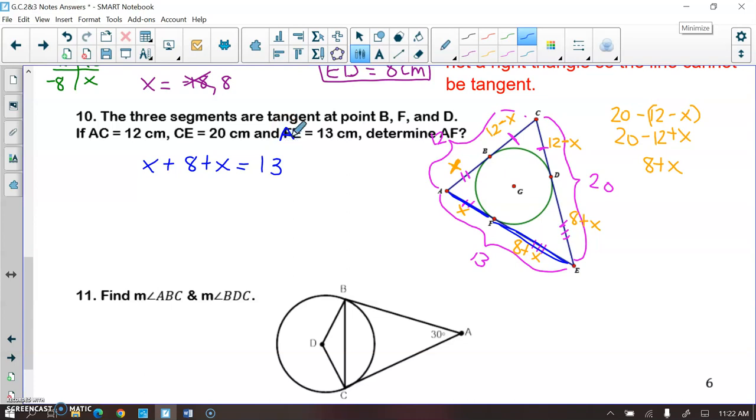Okay, so now I'm combining like terms. I have a 2x plus an 8 is equal to a 13. A 13 minus an 8 is a 5. So then x comes out to be a 2.5. So that means that AF is 2.5.